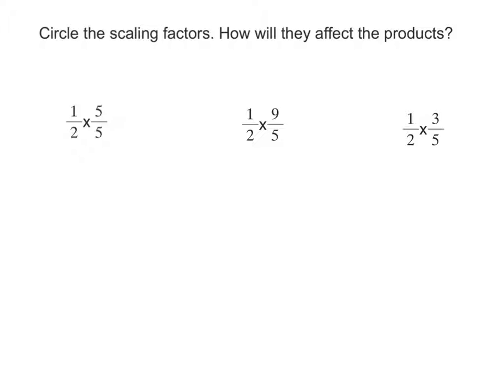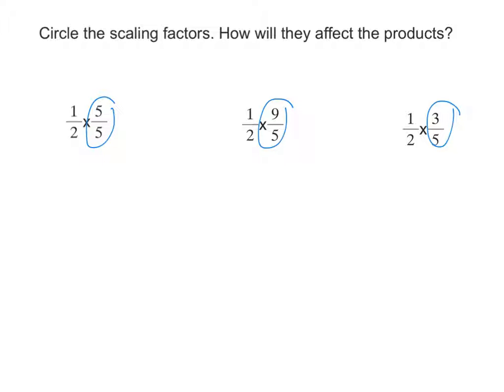Now, the first direction says to circle the scaling factors. Let's take a look at these three problems. Is the scaling factor always the first factor? No. In fact, in this case, what do these three problems have in common? 1/2. So is 1/2 the one that's changing, or is 1/2 the one that's being changed? 1/2 is the factor that's being changed. The scaling factors here are, let's circle them, 5/5, 9/5, and 3/5.